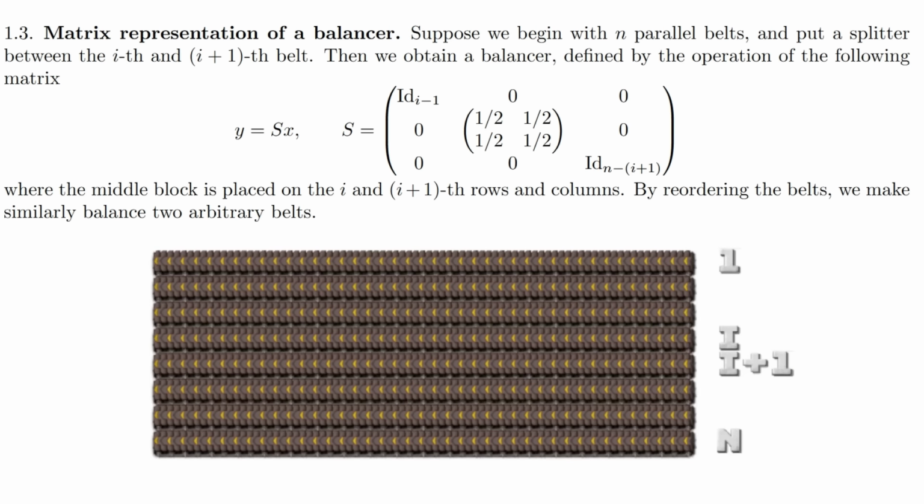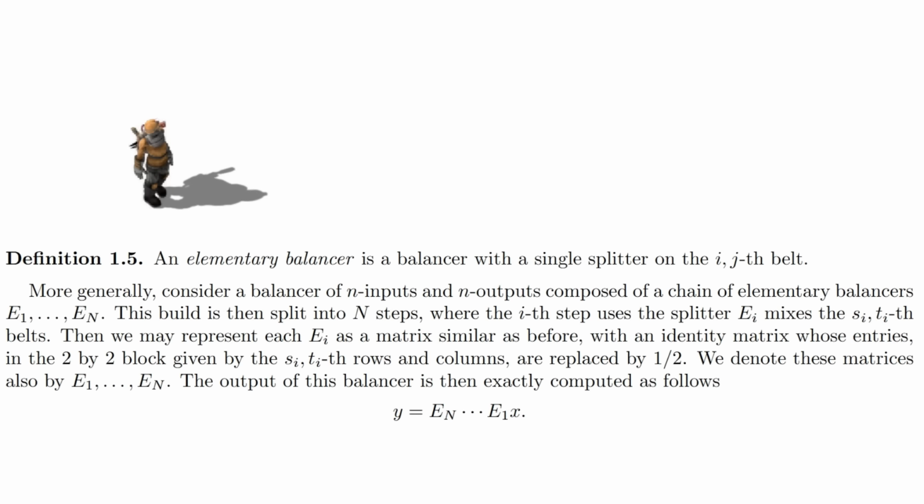We can similarly balance 2 arbitrary belts. Definition 1.5. An elementary balancer is a balancer with a single splitter on the ijth belt for some i, j. More generally, consider a balancer of n inputs and n outputs, composed of a chain of elementary balancers E1 up to En. This build is then split into n steps, where the ith step uses the splitter Ei to mix the Sith and Tith belt. By abusing the notation, we would also denote the corresponding matrices by E1 up to En.